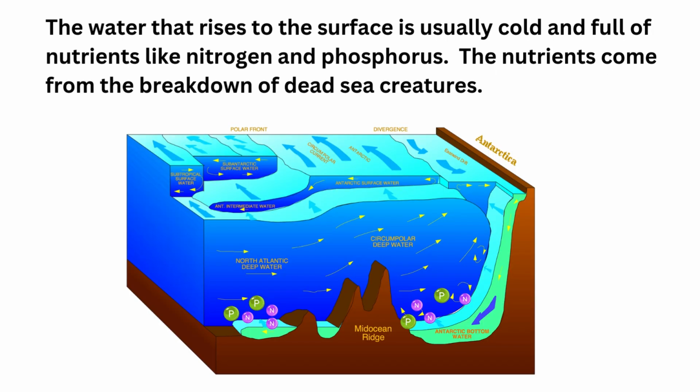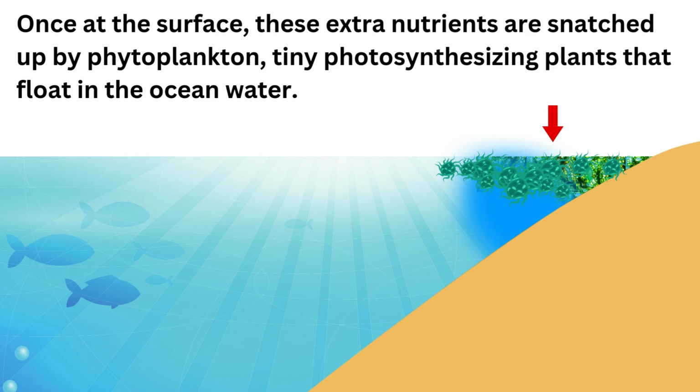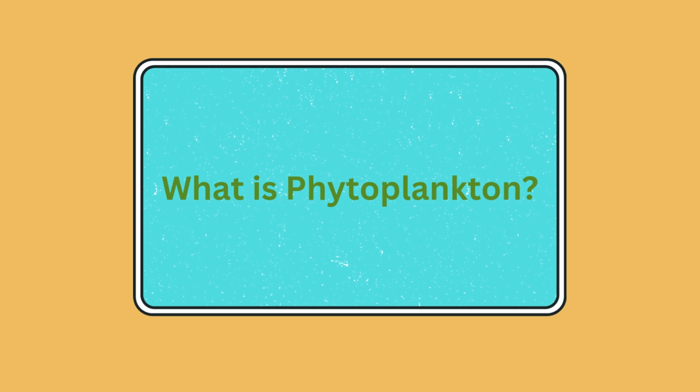The water that rises to the surface is usually cold and full of nutrients, like nitrogen and phosphorus. The nutrients come from the breakdown of dead sea creatures. Once at the surface, these extra nutrients are snatched up by phytoplankton, tiny photosynthesizing plants that float in the ocean water. What is phytoplankton?